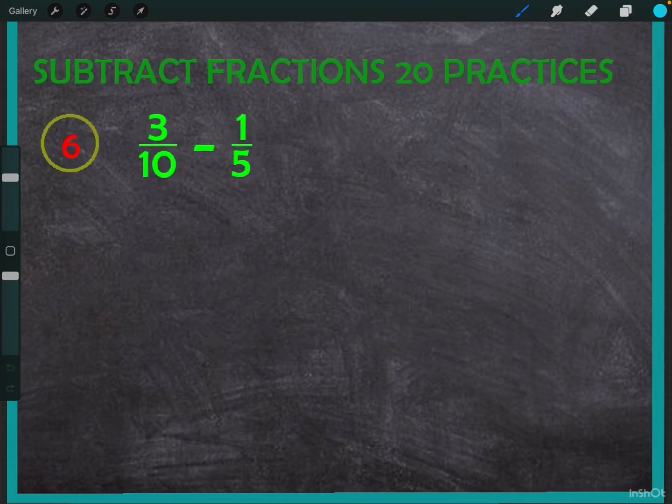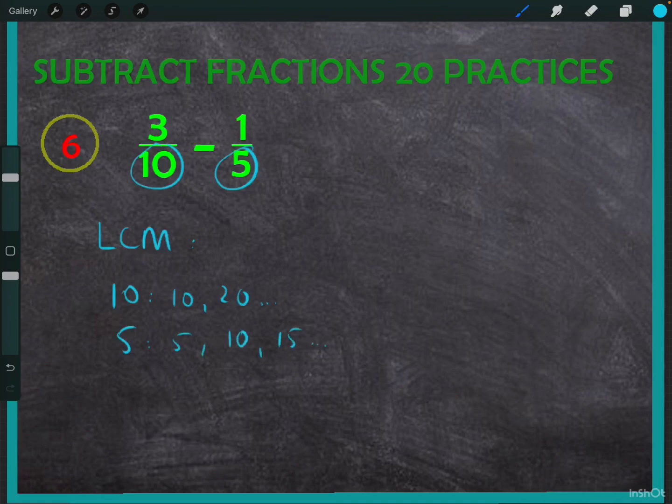Practice number 6. We have 3 over 10 subtract 1 over 5. These two fractions have different denominators, 10 and 5. So we will go ahead and find the LCM for number 10 and number 5. For number 10, we have the multiples such as 10, 20, etc. The multiples for number 5 are 5, 10, 15, etc.